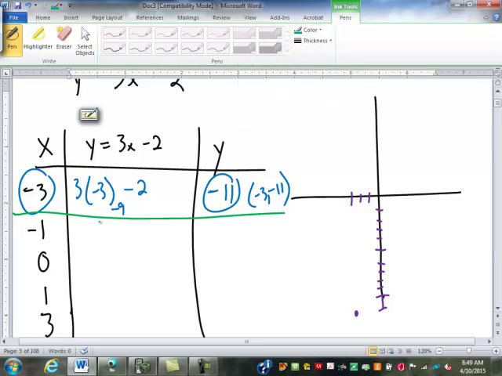Next, if x is negative 1, then y is 3 times negative 1 minus 2. What's 3 times negative 1? Negative 3 minus 2, negative 5. So when x is negative 1, y is negative 5. So we get negative 1, negative 5. Like that.